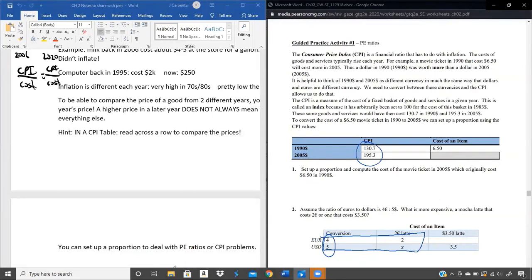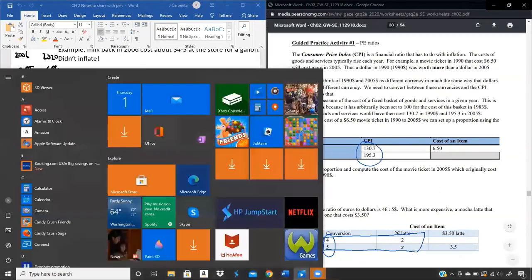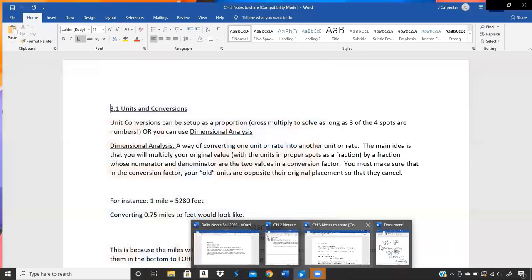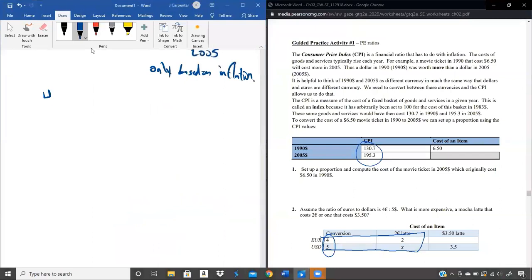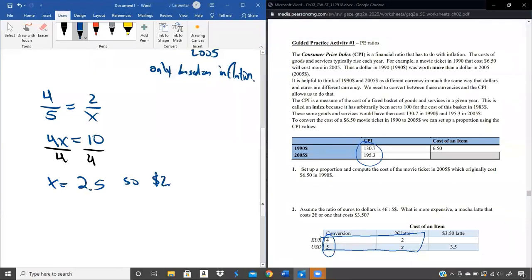So that would give us the equation 4 over 5 equals 2 over X. Cross multiply, we'll get 4x is equal to 5 times 2 is 10. I'm not going to write the 5 times 2 because that's pretty easy. You're going to divide both sides by 4 to solve for x. And that tells you that x is equal to 2.5. Now x was right here, and that's in the American dollar. So it's $2.50.